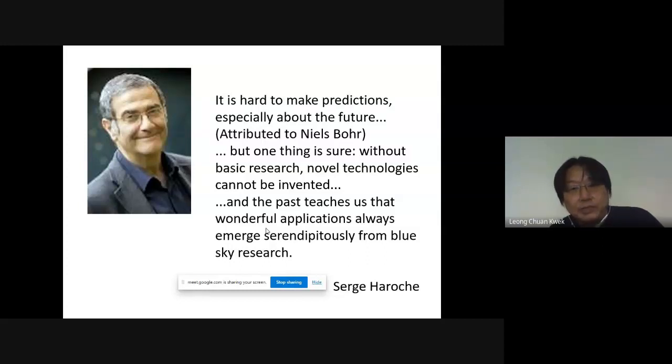He attributed this statement to Niels Bohr. But one thing he said for sure is that without basic research, without blue sky research, novel technologies cannot be invented. And the past has taught us that wonderful applications always emerge serendipitously from blue sky research.